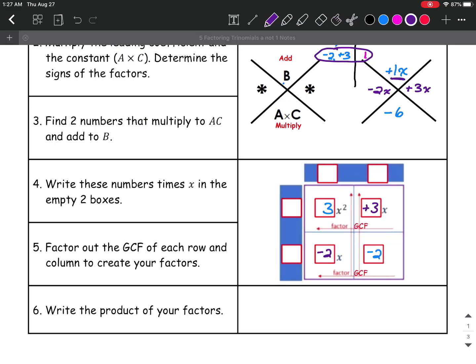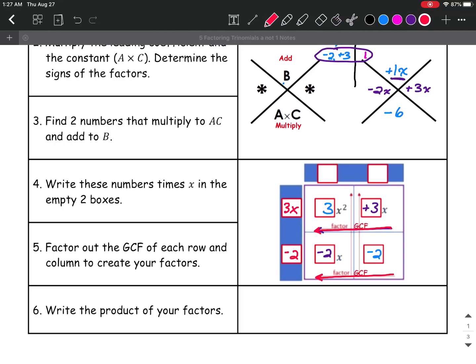Step 5, we're going to factor out the greatest common factor of each row and column to create our factors. So here, we're going to factor the greatest common factor out right here in this row, 3x squared plus 3x. What do 3x squared and 3x have in common? They have a 3 and an x in common. Now let's look at the bottom row, a negative 2x and a negative 2. What do they have in common? They have negative 2 in common.